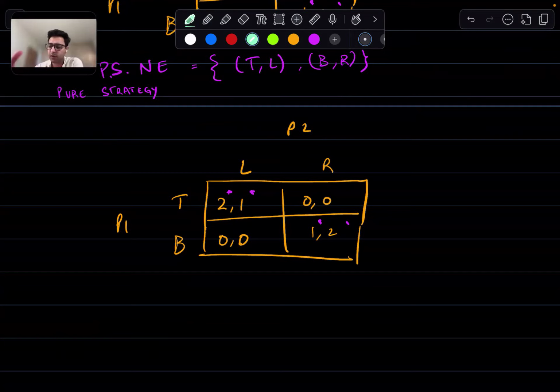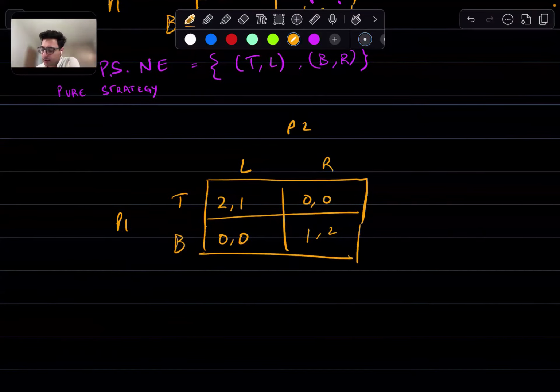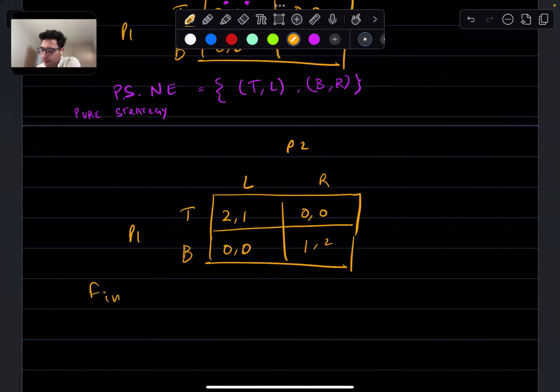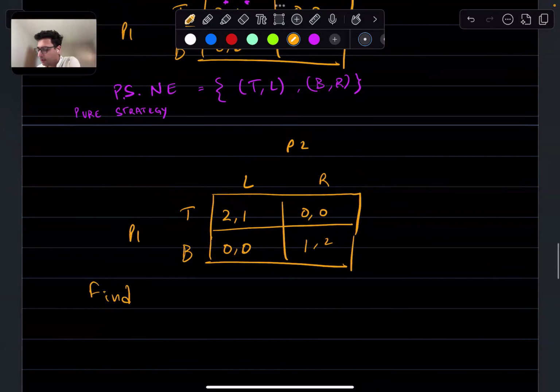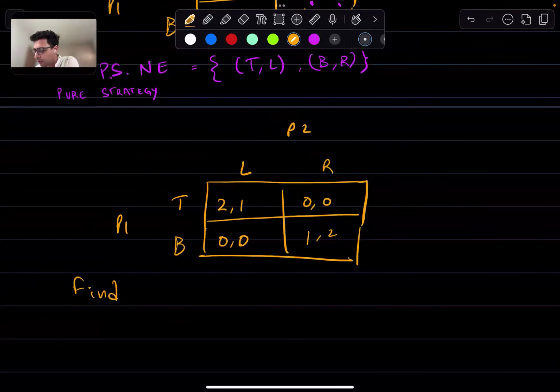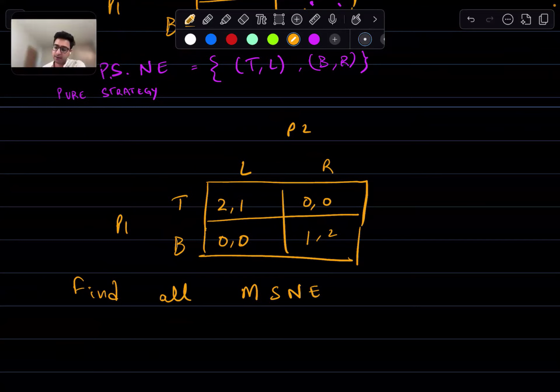So suppose I give you this payoff matrix without the best responses, because when I pose a question, I'm typically not going to write out the best responses for you. And I ask you to find all mixed strategy Nash equilibria. Okay. How do you go about doing that?